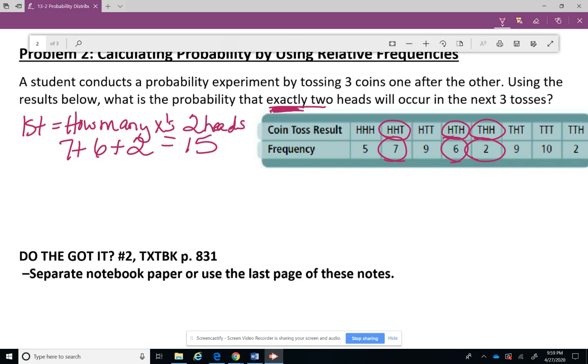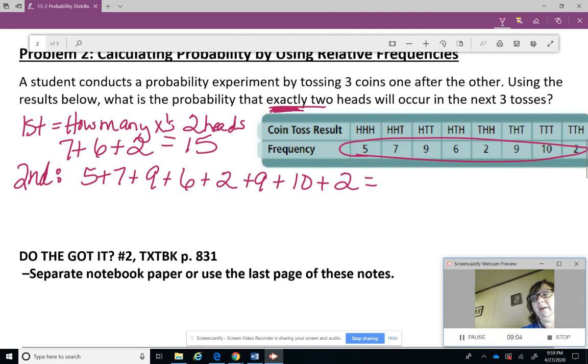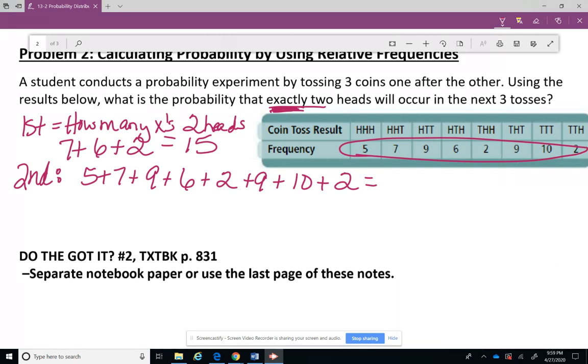All right, so now the next thing you want to do, the second step, is you want to go ahead and add all the total frequencies, all these. So you're going to do 5 plus 7 plus 9 plus 6 plus 2 plus 9 plus 10 plus 2. All right, go ahead and pause your video and add those. All right, you should have gotten 50.